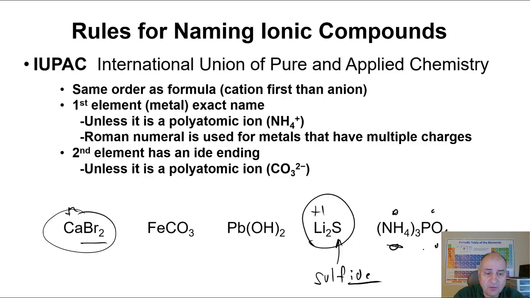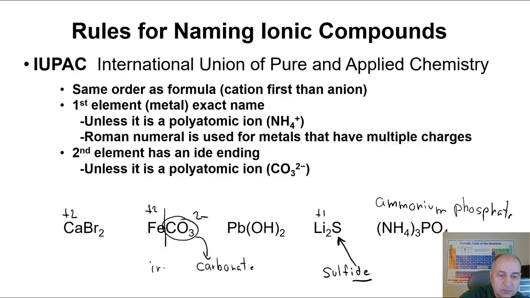And then here we have to have Roman numerals for the iron carbonate and the lead hydroxide. How do I know what charge the iron is? You look up what this is called, and you look up the charge, and you find out it's called carbonate. And you find that this has a 2- charge. Since these are in a 1-to-1 ratio, the iron has to be +2. So this is iron, Roman numeral 2, corresponding to that charge, carbonate.